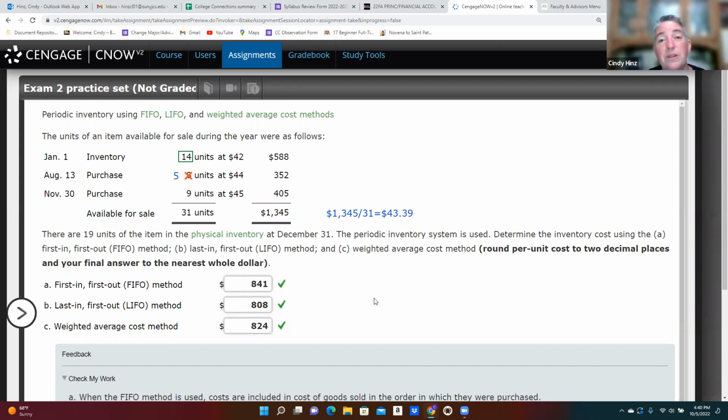In the perpetual system, it does matter. We have to do things in chronological order from start to finish. But under the periodic system, we're standing at the end of the year. We have all the information in front of us. We average all of the costs together rather than calculating after each purchase and after each sale.